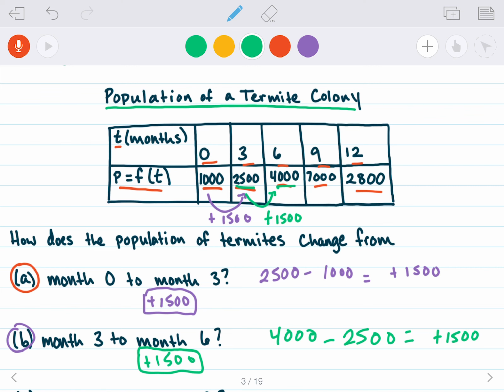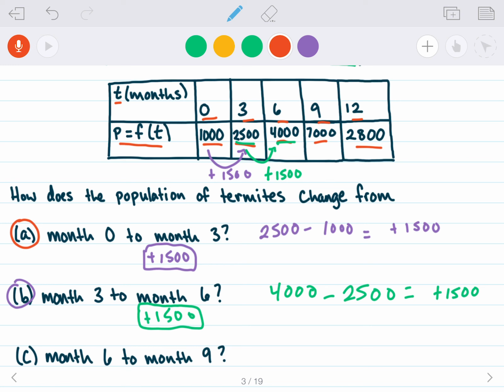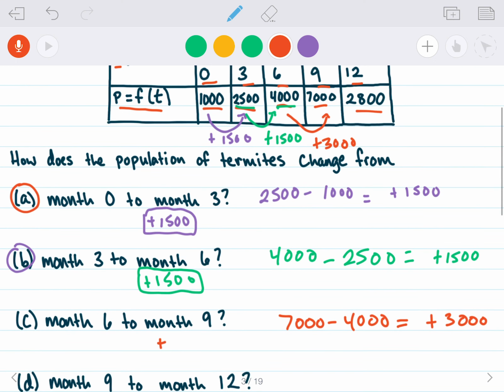And then if we look at month 6 to month 9, now we're going from 4,000 to 7,000. So 7,000 minus 4,000 is going to give us 3,000. So that's a net result of positive 3,000 is what we're increasing by. So the change is not constant here. We're increasing by quite a lot.